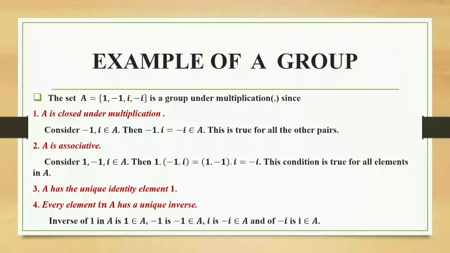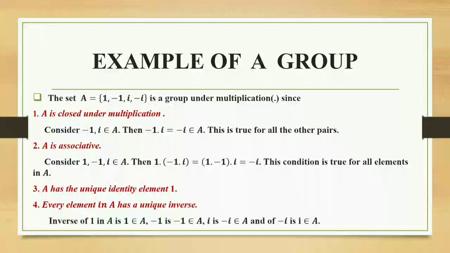Second, associative. We consider three elements 1, minus 1, i belonging to A. Since both (1 into minus 1) into i and 1 into (minus 1 into i) are equal to minus i, and this minus i also belongs to A, we have the associative law satisfied. This condition is true for all elements in A. Since the single valued binary operation is multiplication, the identity element will be 1. Since A has the identity element 1, the third property is also satisfied.